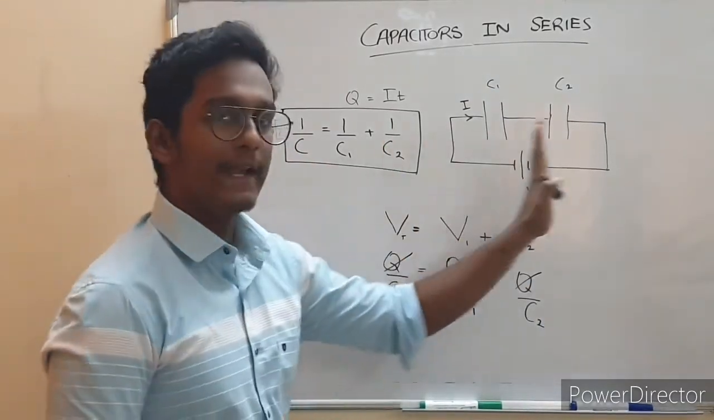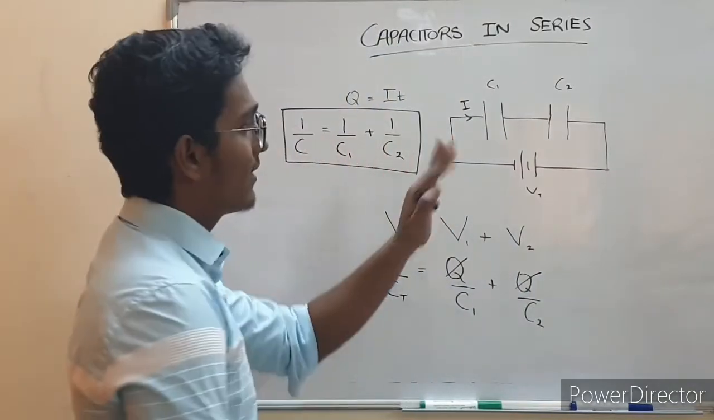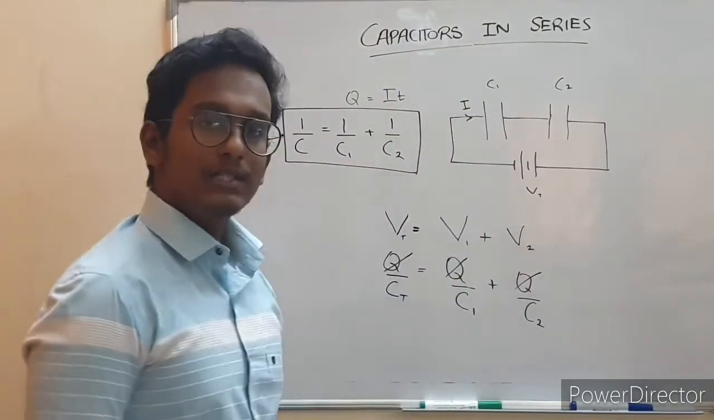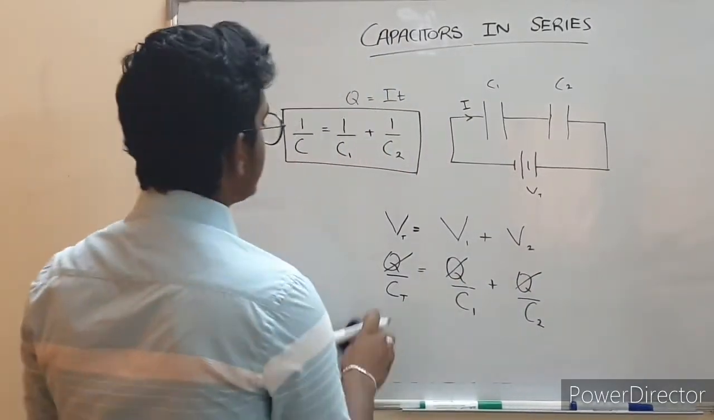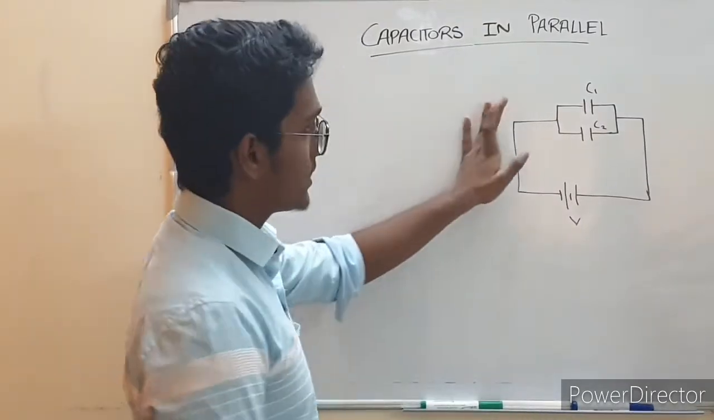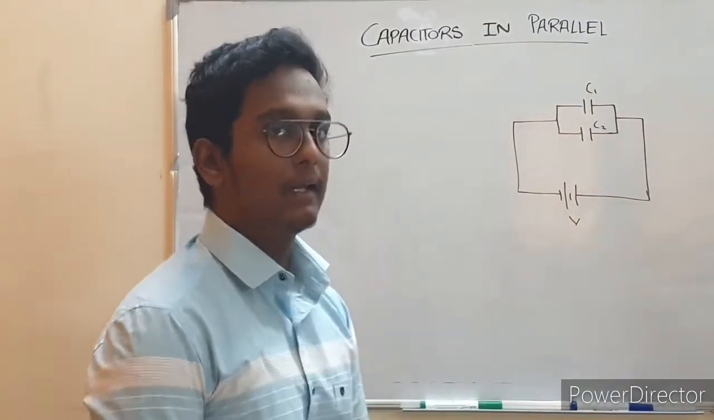This can be applied to n number of capacitors. It just keeps on adding. So we are done with series. Now let's look at parallel. Okay, so now this is the circuit diagram for a parallel connection.